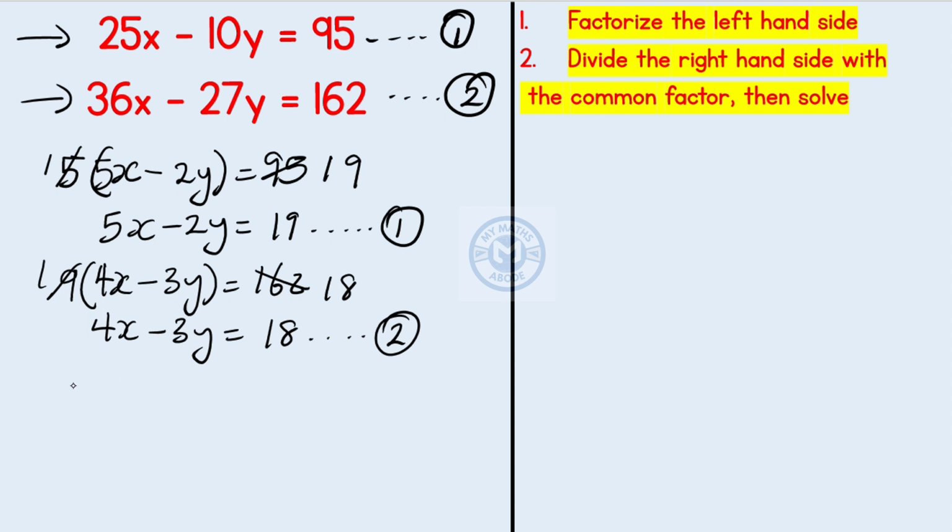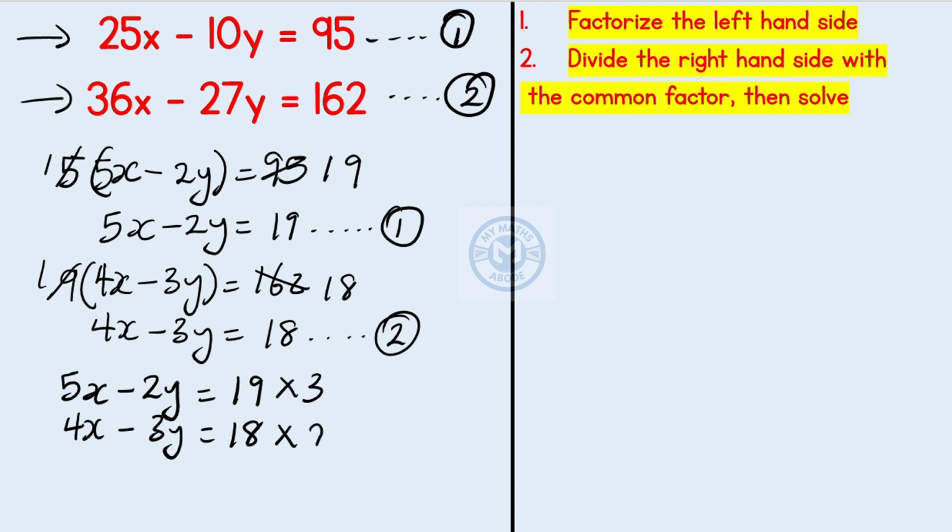Okay, so I'm bringing this down here, and I have 5x minus 2y is equal to 19, and 4x minus 3y is equal to 18. So I want to eliminate y. I'm going to multiply here by 3 and multiply here by 2. This will give me 15x minus 6y is equal to 57. Multiplying this, I will have 8x minus 6y is equal to 36.